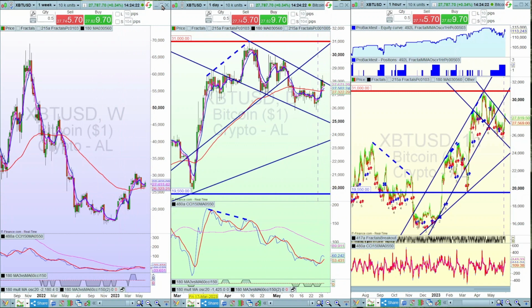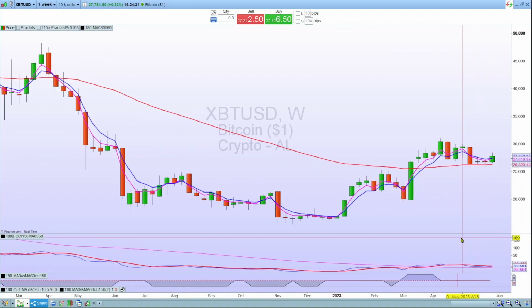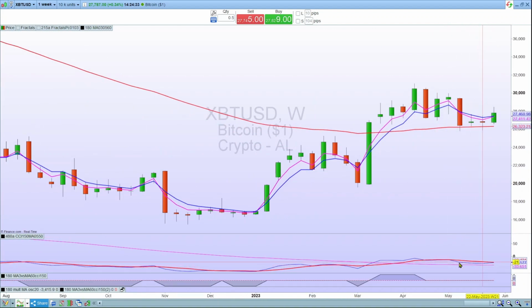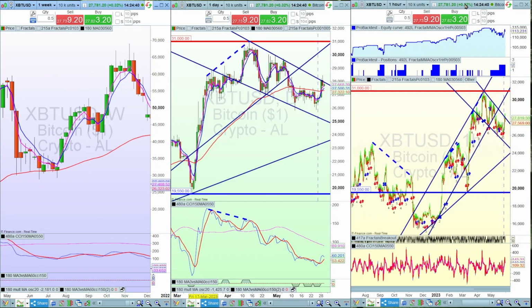I'll go through each of these. On the weekly, again, on the triple moving average 3, 5 and 60, it's broken up slightly into a bullish momentum. And on the CCI 150, the moving average 5 and 50, they're still primarily bearish. So again, our indicator is showing a neutral signal primarily on the weekly.